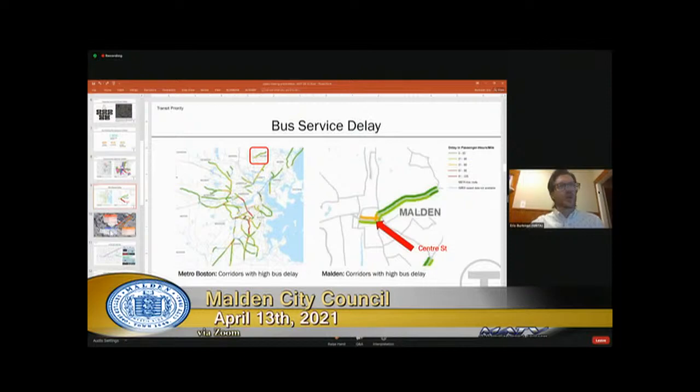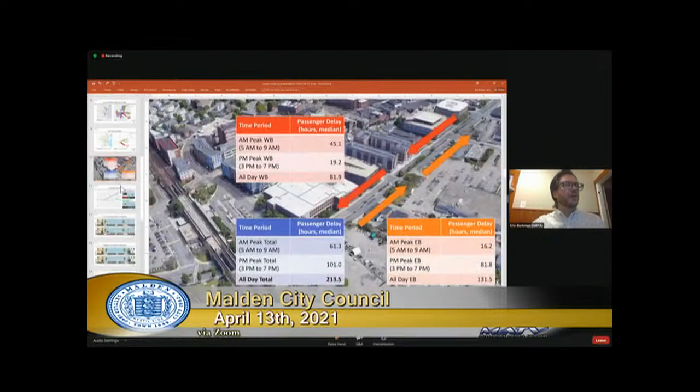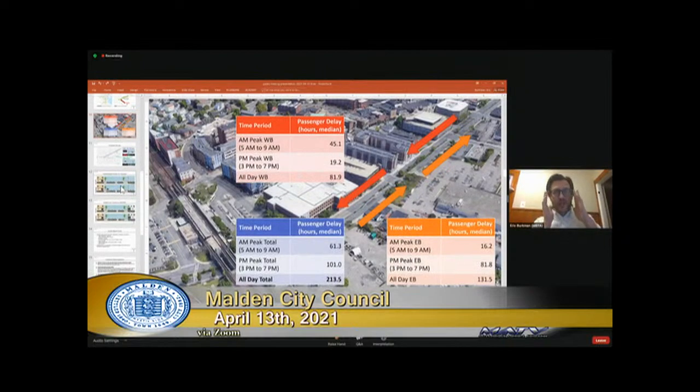And as was mentioned before, this is a high delay segment for the region. I've calculated the amount of delay here, using the standard for how we calculate delay, which is passenger delay hours. It's a little bit confusing, I think. Basically, a passenger delay hour would be 60 people delayed by 1 minute. Each of those 60 people is delayed by a minute, and that equals 1 delay hour, right? So over the course of the entire day, people on this corridor wait an extra 213 hours per weekday because of traffic delay on the bus. That's pretty significant.